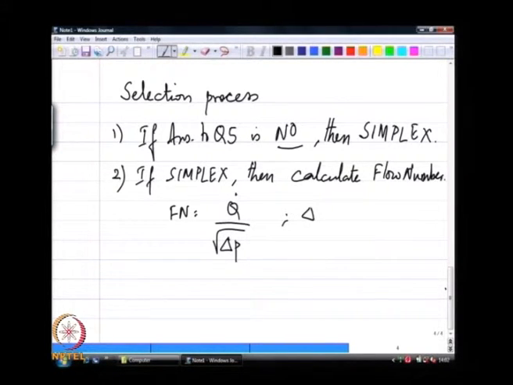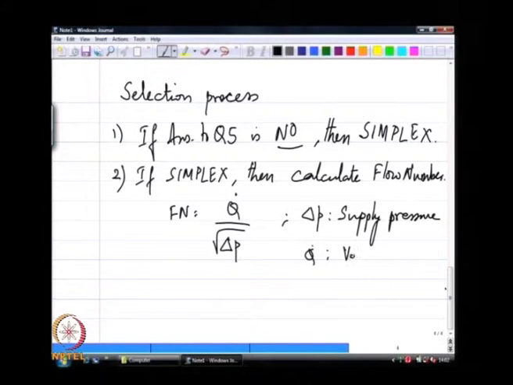Delta p is your supply pressure choice, q dot is the volume flow rate. So, this q dot over square root of delta p obviously is not a non-dimensional number, as you can see. So, you have to calculate this in a set of units that a particular manufacturer's catalog allows.